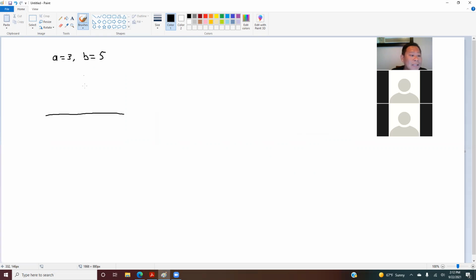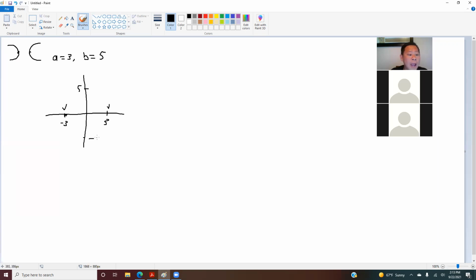So let's say you figure out this one opens sideways. What you do here is a is 3 and -3. So this is your vertex. That means this fellow will be at -3 and this fellow will be at 3. And now we figure out b is 5. So this is 5 and this is -5.